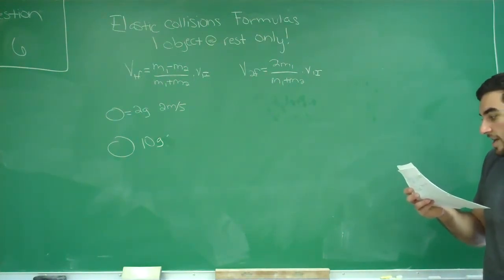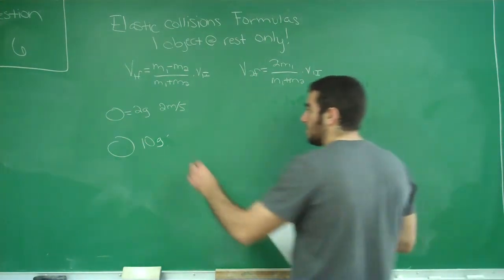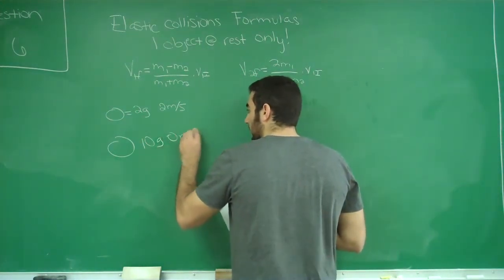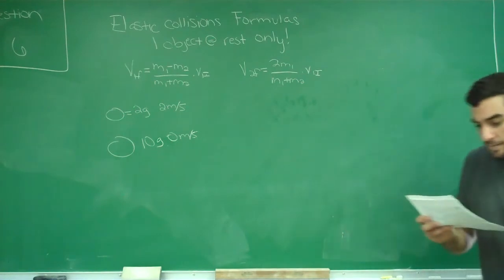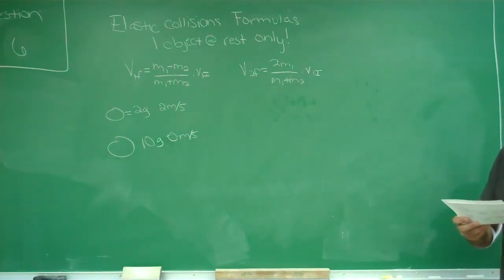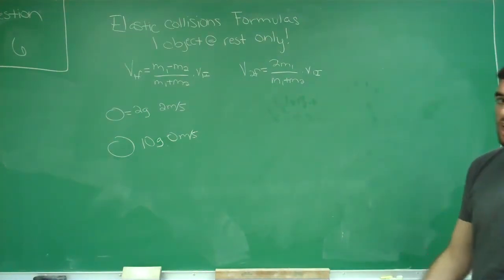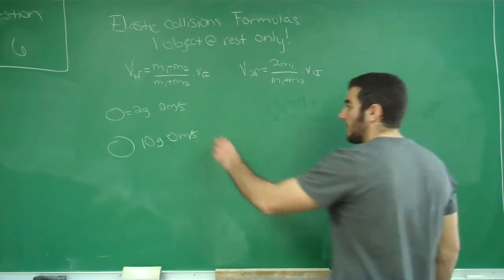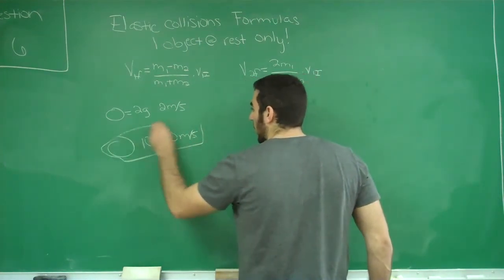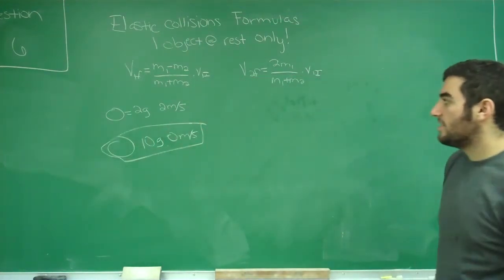And the tennis ball is stationary, so it is initially traveling at a speed of 0 meters per second. Calculate the velocity of the ping pong ball after the collision, assuming the collision is elastic. So it tells you in the problem you're looking at an elastic collision, and we know that we have one object, the tennis ball, which is at rest.